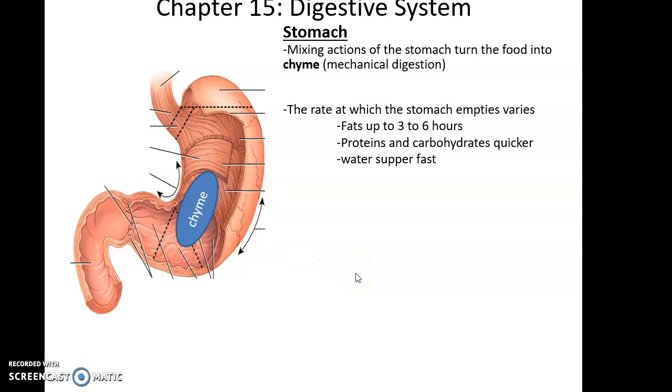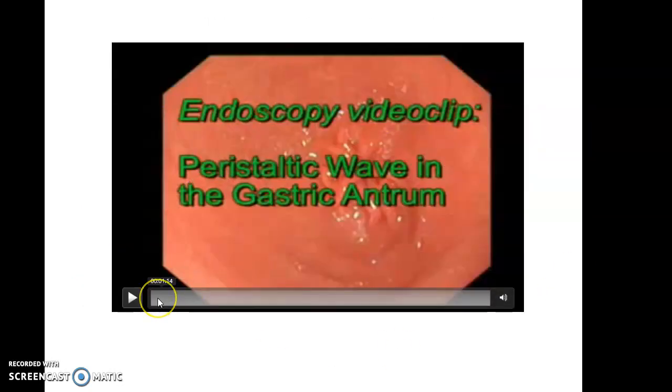How long material stays in the stomach can vary. Fats tend to stay the longest, for 3 to 6 hours before moving on. Proteins and carbohydrates are quicker than that, and water is super fast. So when you drink some pure water, it will probably not spend much time in the stomach. Here's a little video showing the stomach in action.